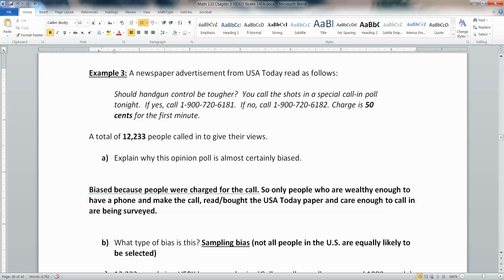Oh, it's biased in a big way. First of all, it's biased because only people that one, bought the paper, and two, read that piece or article, and three, cared enough to call in, and four, had the money to call in and had a phone to call in, and et cetera. You see what I'm saying? It's biased so many different ways. It's biased for money. It's biased for people that are reading. It's biased for people that care enough to call. It's biased all over the place.